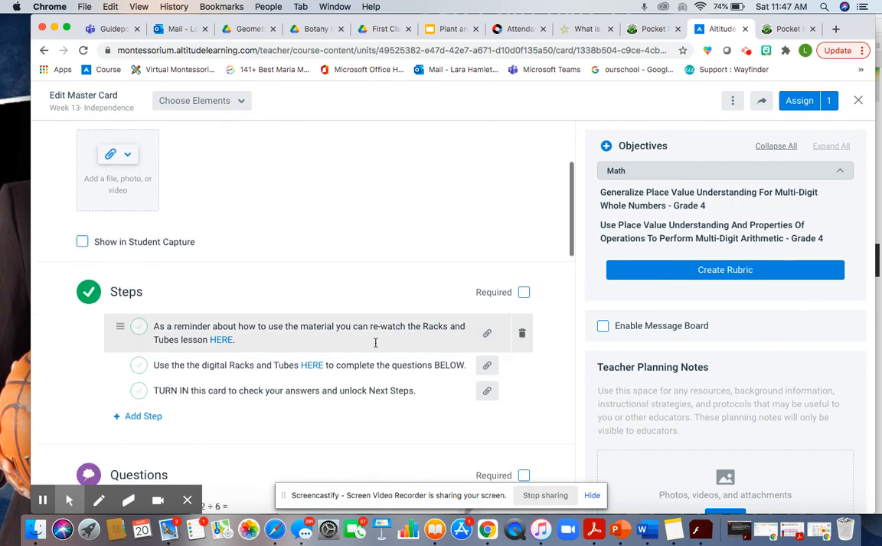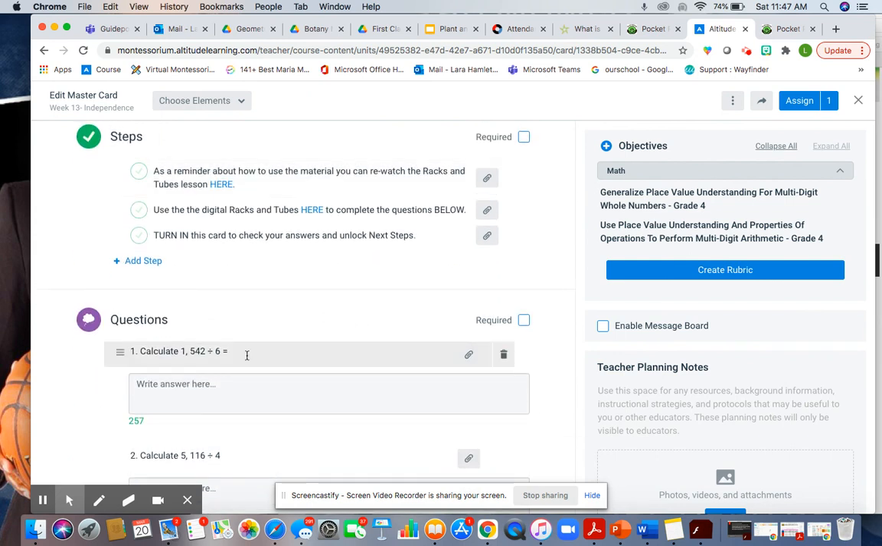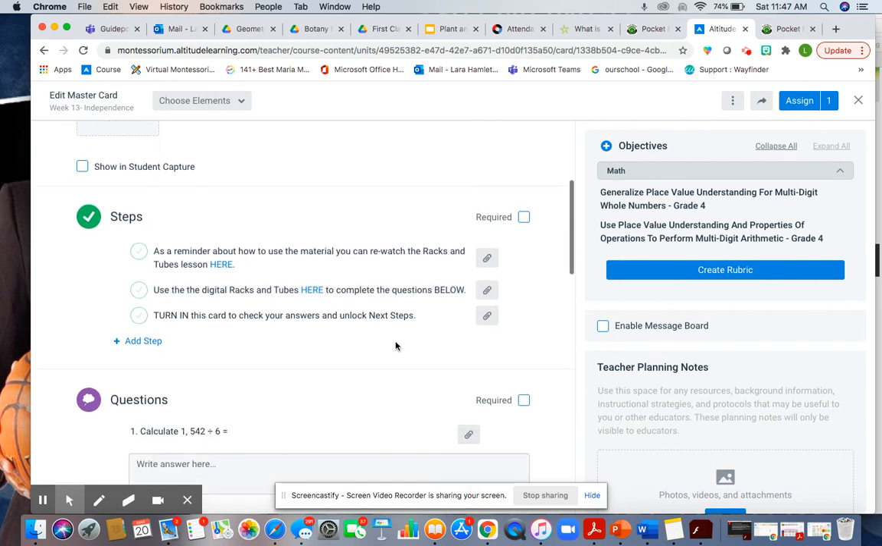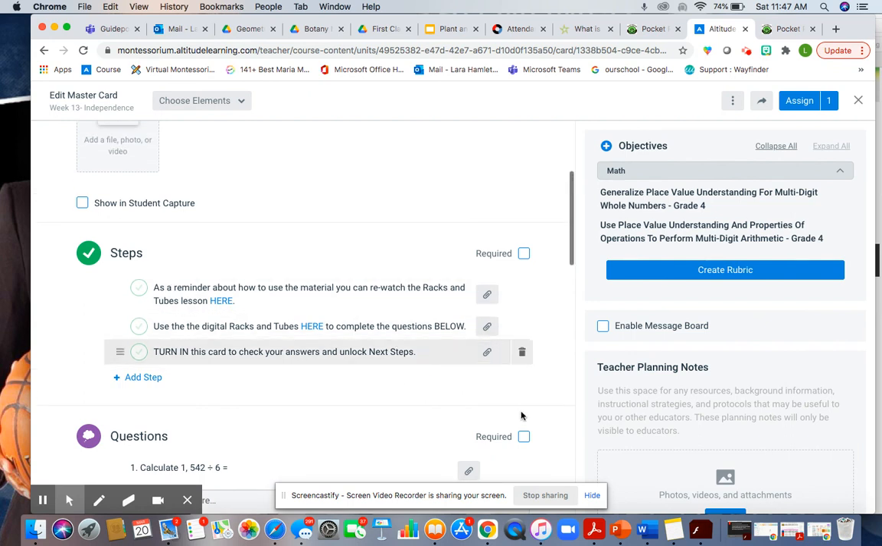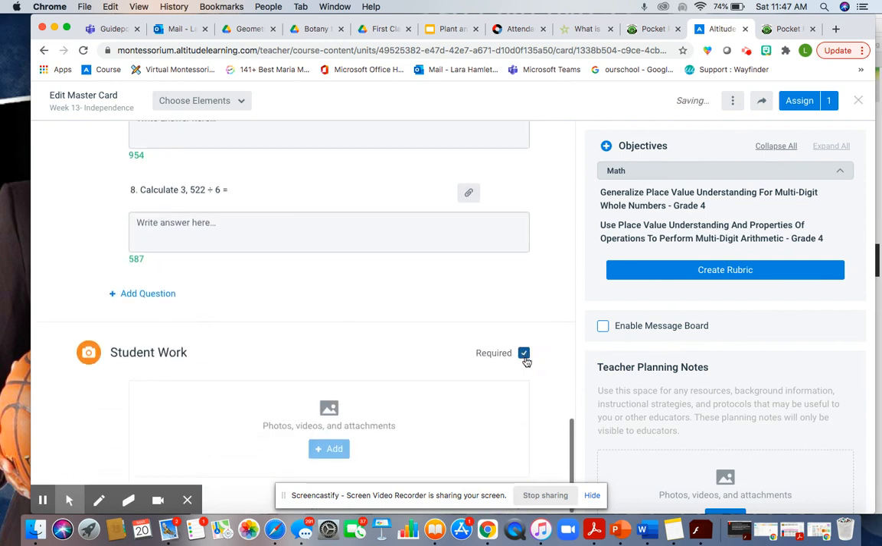The steps for this work, as a reminder, are to first record the questions and the problems in your notebook. 2, go to the racks and tubes and answer them. Then complete the questions below before turning in the card. Completing these questions and writing them down is required. In addition, you'll need to show your student work, which is also required, taking a picture of your notebook work with each problem that you've solved.